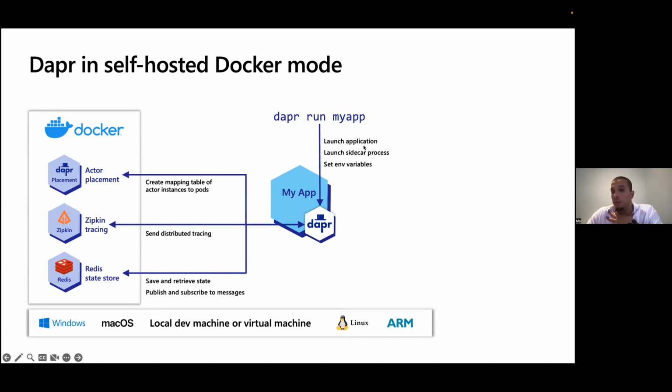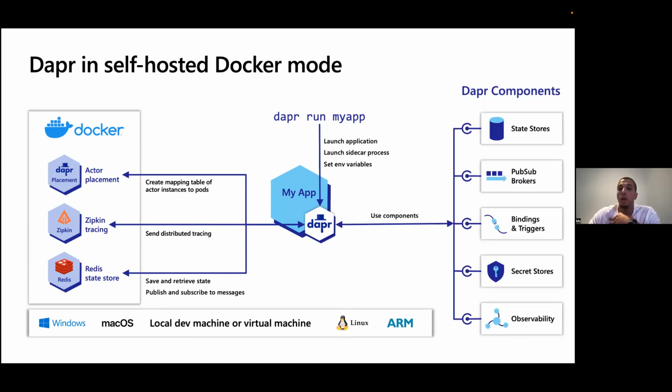If you do dapr run my app, I'll show you an example of this. Then we're going to launch the application, launch the sidecar process, and then, of course, bootstrap the environment variables in order for the application to be able to communicate with Dapr, right? And then once you have all of this, you can interact with any of the Dapr components in order to save state, PubSub and so on, right? And again, it runs on Windows and macOS. I'm using a Mac machine here, and I'm running Dapr there.